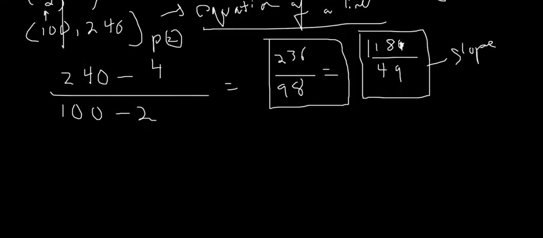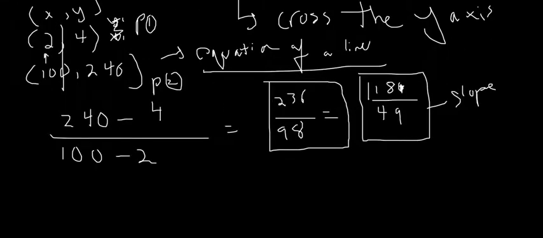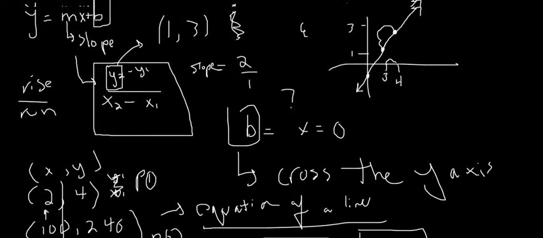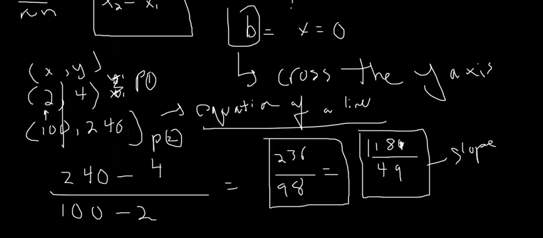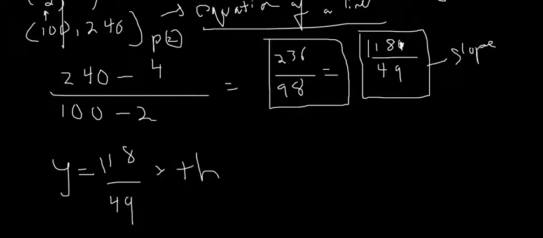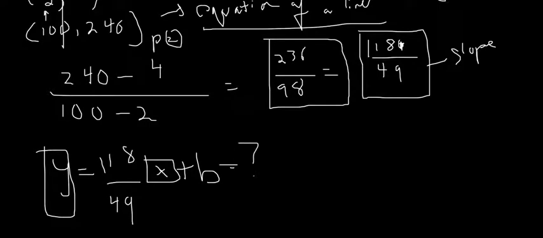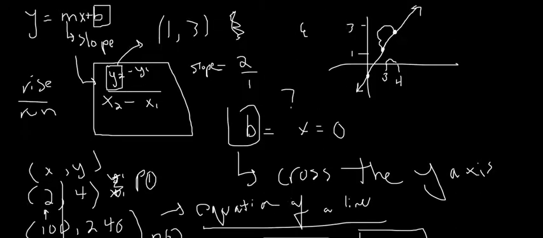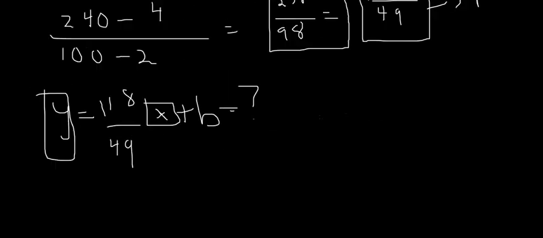So now we have to make an equation of a line. We have the missing variable m, which is the slope. Now y equals 118 over 49 x plus b, right? And x and y are just basically points, so technically they will always remain x and y. Now what's b? At what point does the line intersect the y-axis? We need to figure that out.